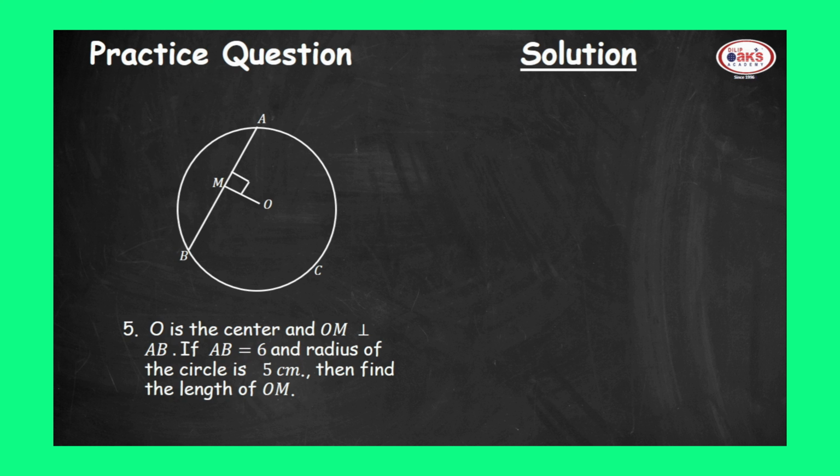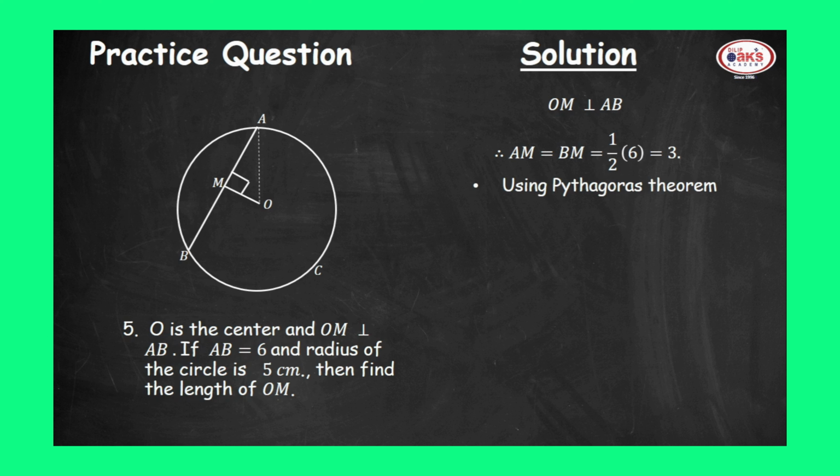Now, we will use one of the most important and useful results, that perpendicular drawn from center, which is OM here, on chord AB, will bisect the chord. As a result of which AM is equal to BM is equal to half of 6, which is chord AB, which is equal to 3. Now, therefore, in triangle OAM, if we apply the Pythagoras theorem, then we get that OM square plus AM square is equal to OA square.